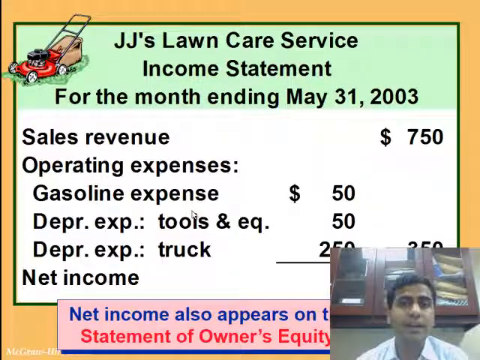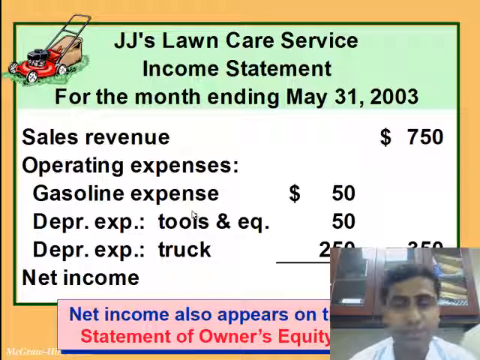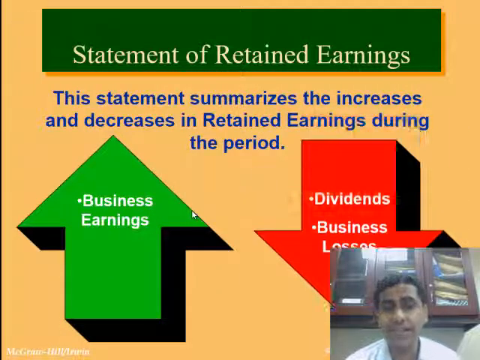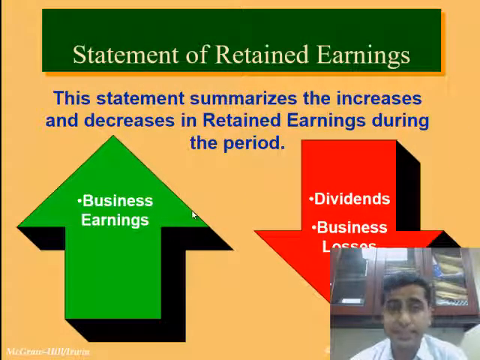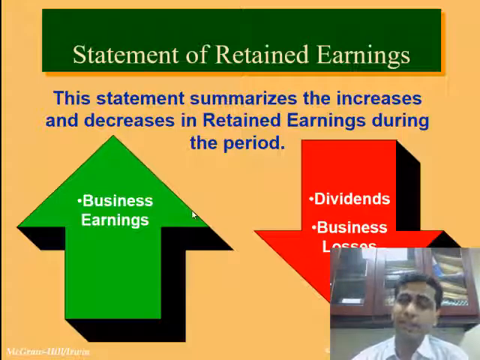Here we have made the income statement, where we deducted all the expenses from revenue in order to find the net income. And as we have already discussed, business earnings or the net income increases the retained earnings, while the dividends and business losses decrease the retained earnings.